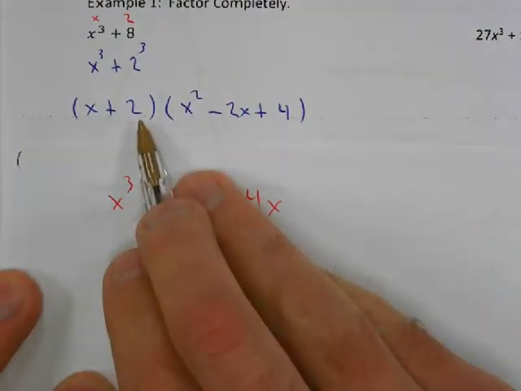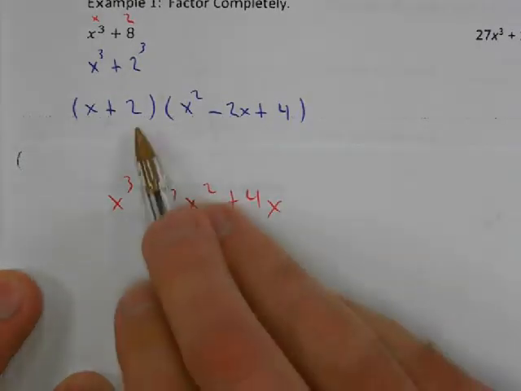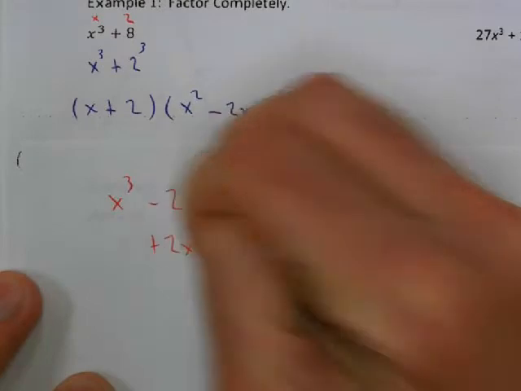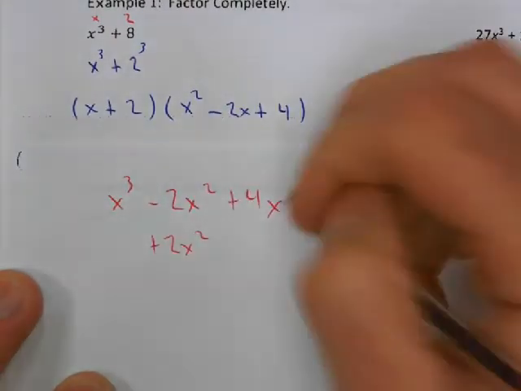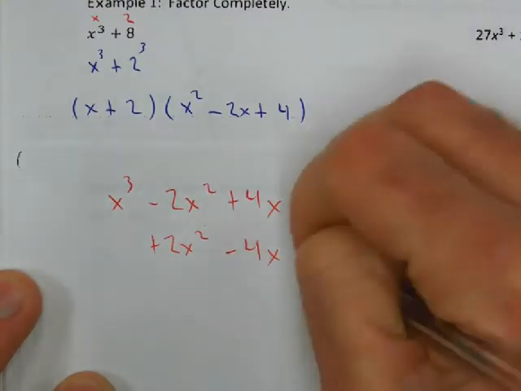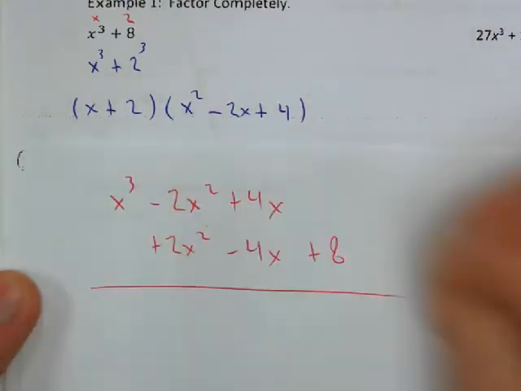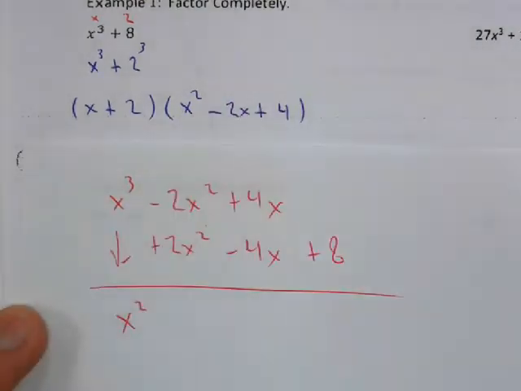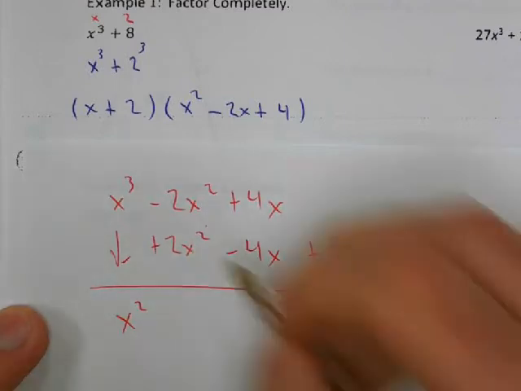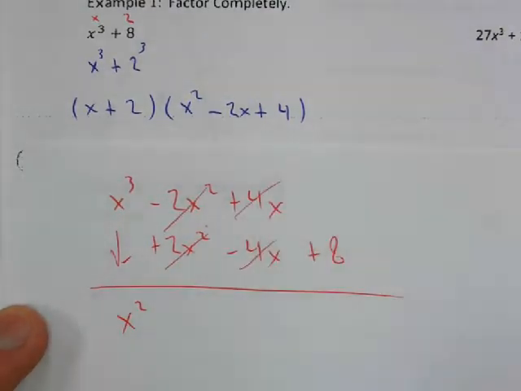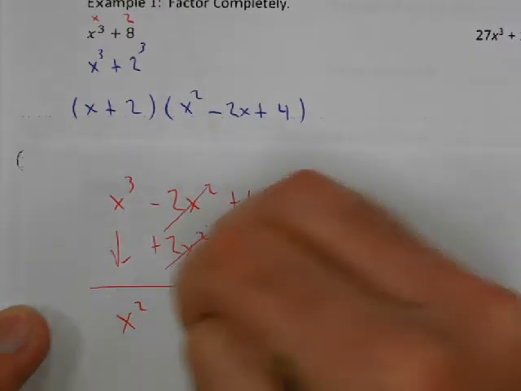Now I want to distribute the 2 to these three terms. 2 times x squared is positive 2x squared. 2 times negative 2x is negative 4x. And then 2 times positive 4 is positive 8. And then when we combine like terms, this is the only x cubed term, so we get x cubed. And then negative 2x squared plus 2x squared, those cancel. Positive 4x minus 4x, those cancel. And then I get plus 8.